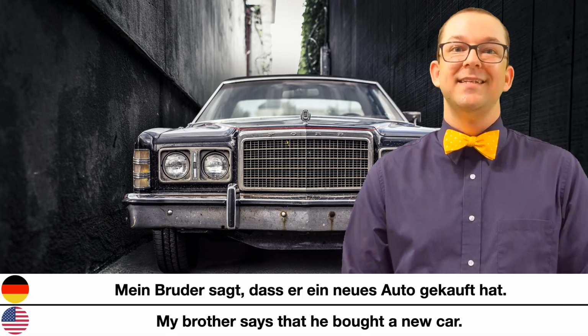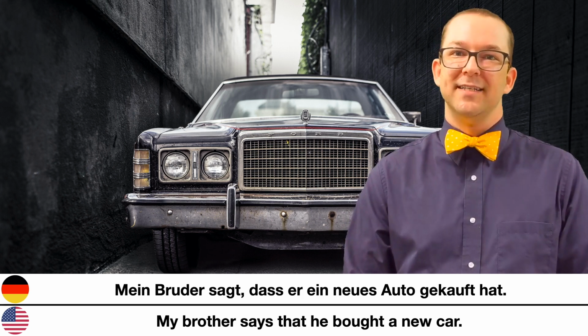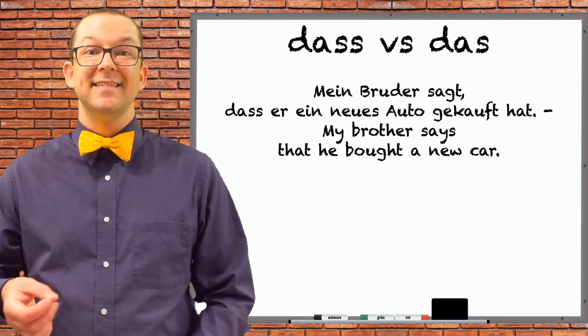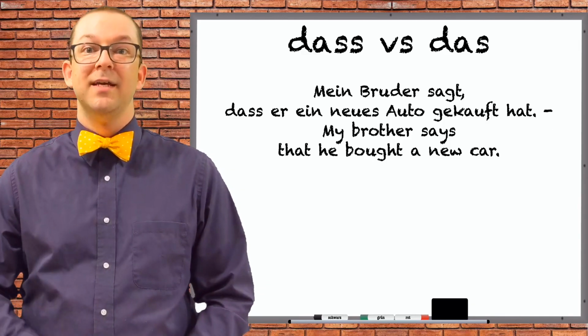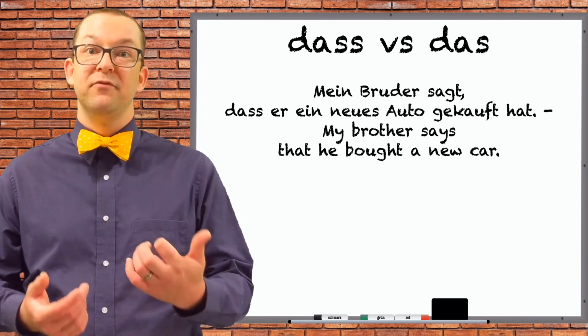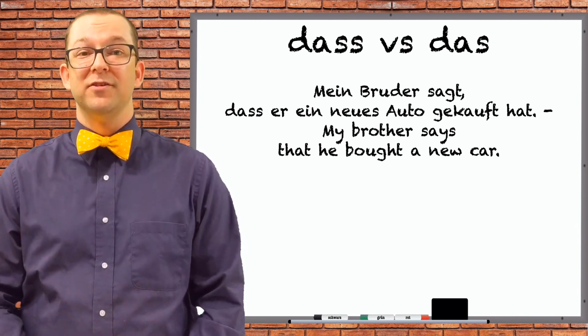Mein Bruder sagt, dass er ein neues Auto gekauft hat. My brother says that he bought a new car. In this sentence, dass isn't referring to some neuter noun. It's introducing a clause that gives more information about the action from the first clause, namely, what my brother said.